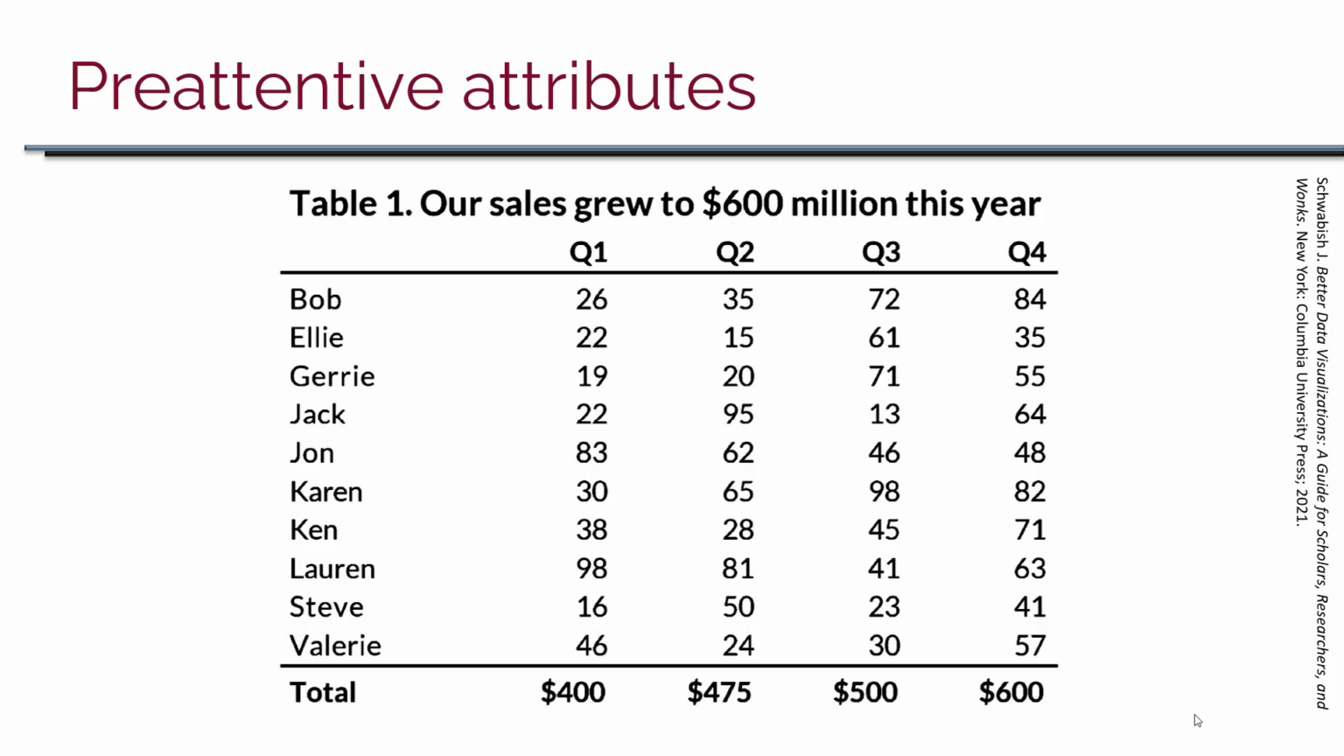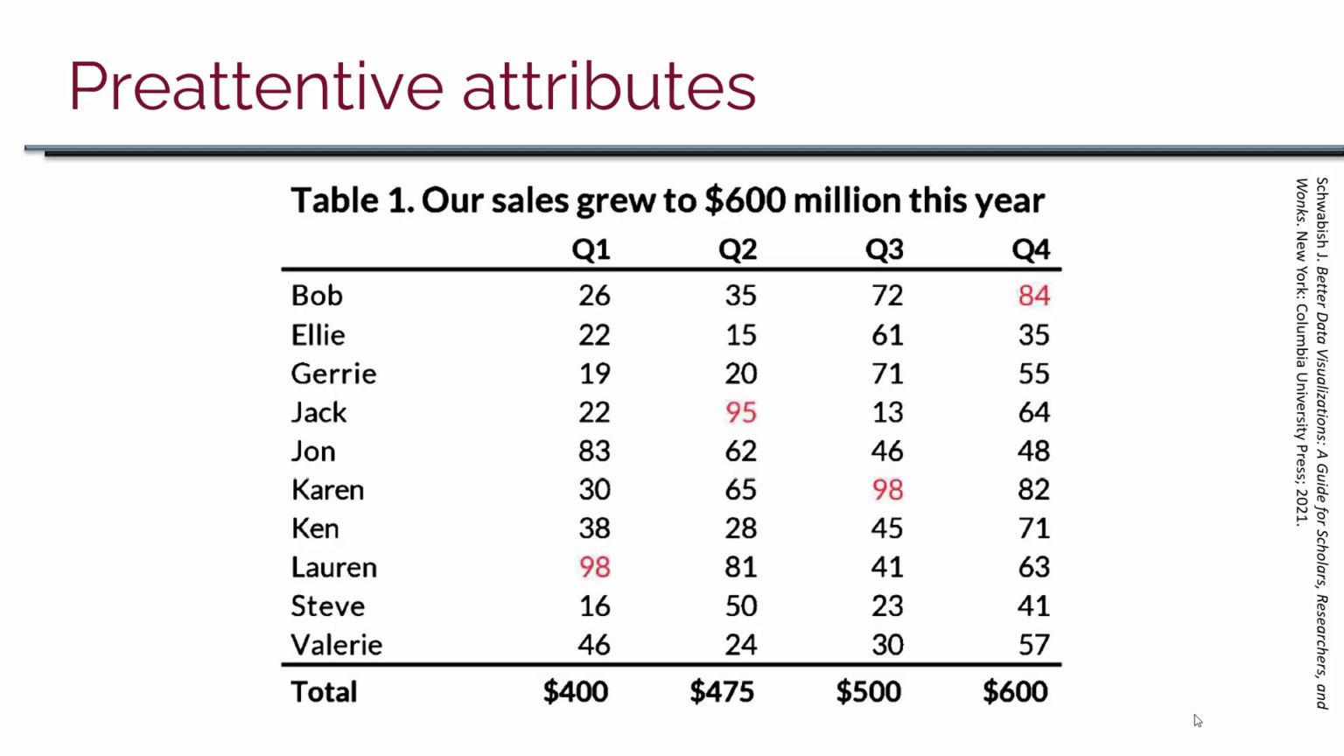Who sold the most in each quarter? You have to spend some time to figure it out, right? That's painful for the audience. So what you can do, what if I change the color? Now you can see that in quarter one, Lauren had the most sales. You can also consider which quarter Lauren had the most sales. It was the first quarter, right?